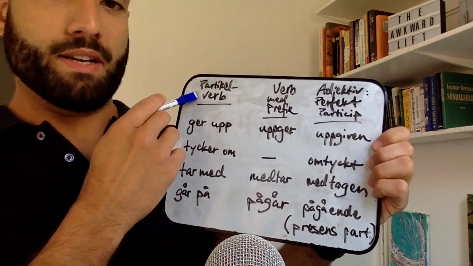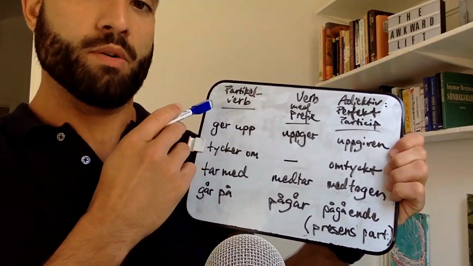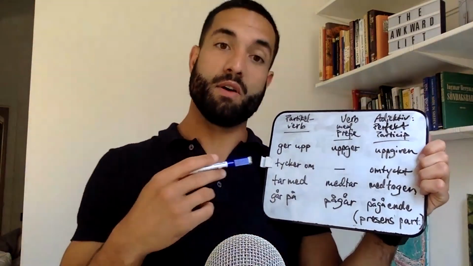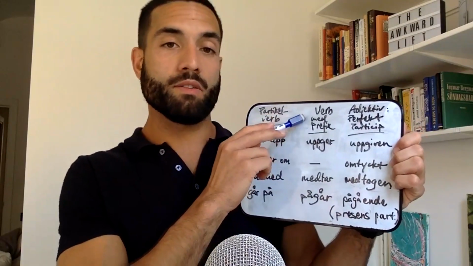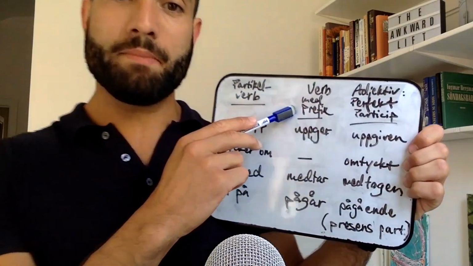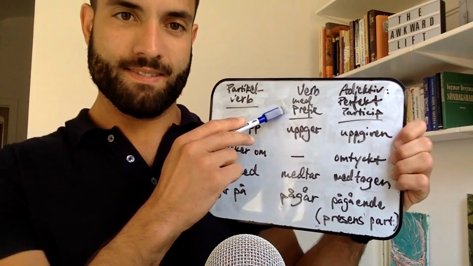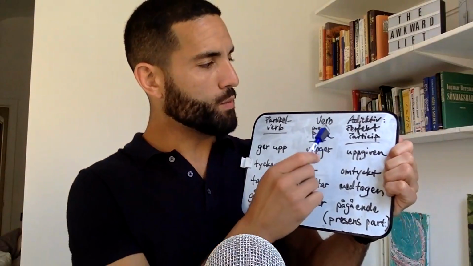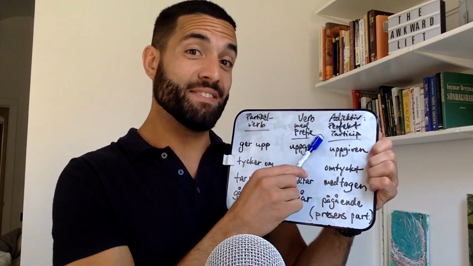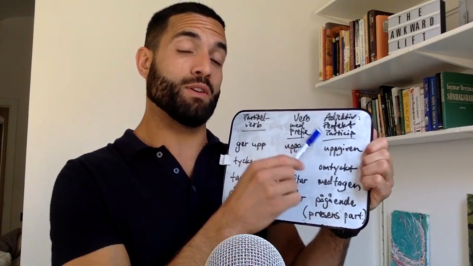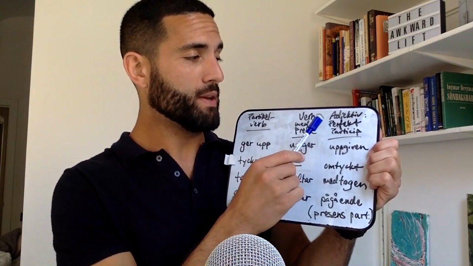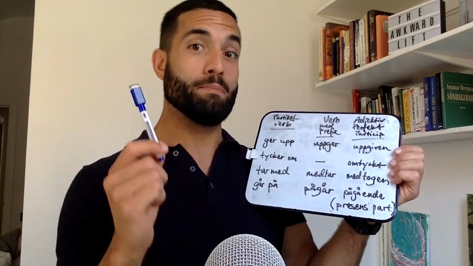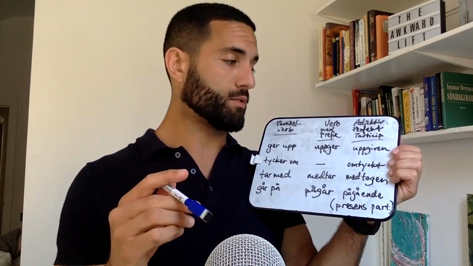So det här är partikelverbet. This is the particle verb, or in English you can say a phrasal verb. Okay. Here we look at the verb with a prefix. Verb med prefix. Okay. And then we have an adjective that is made out of the verb. Okay, so this is a perfect particip, we call it in Swedish. It can also be presens particip, and we will look at that, okay?